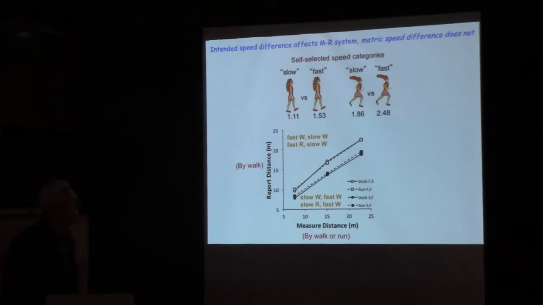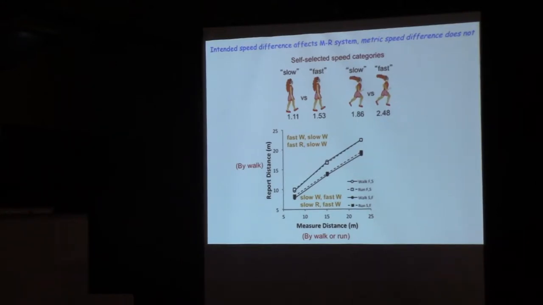But what you see is the intention to go slowly makes those two hang together. So the one that says 1.11 and the 1.86, those are hanging together, just as the actual speeds of 1.53 and 2.48 are hanging together. So it's the intended speed that makes those things cohere and breaks the symmetry again, even though in the group symmetry of the gaits, they are from the same family.